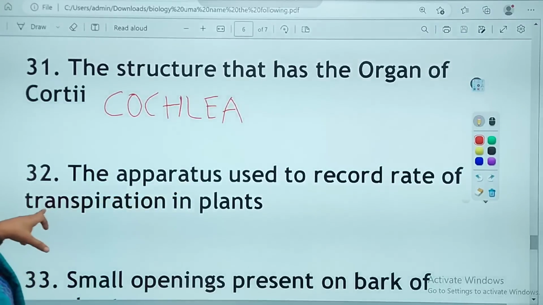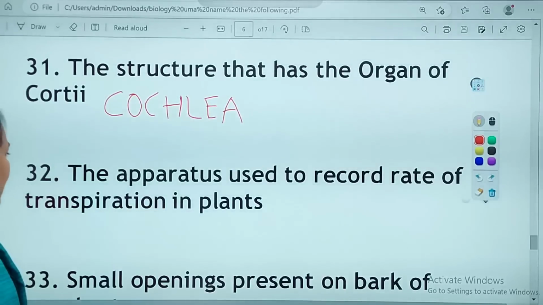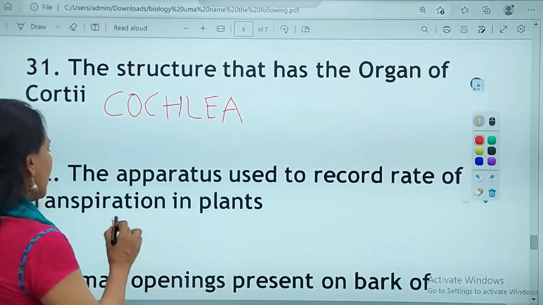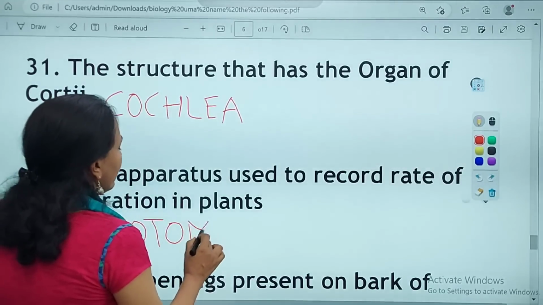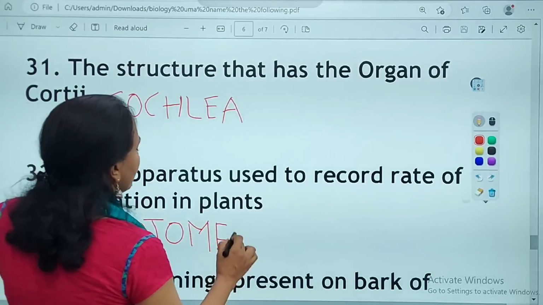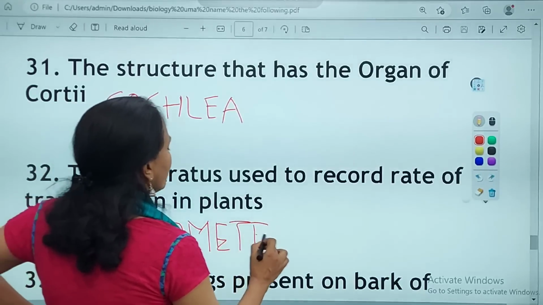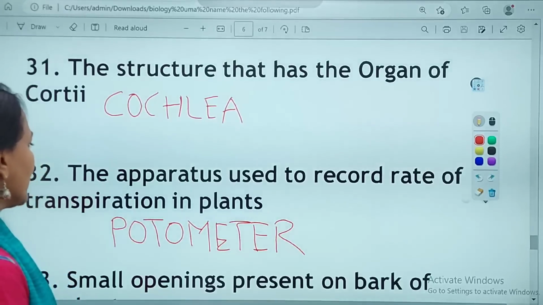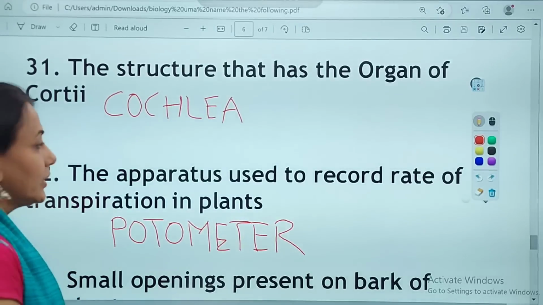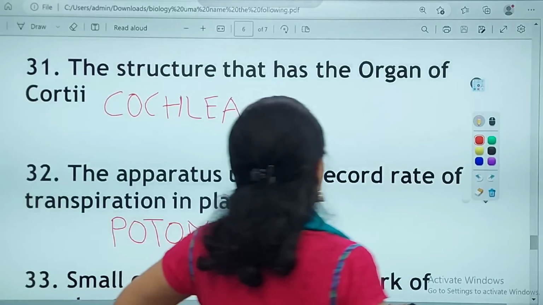The apparatus used to record the rate of transpiration in plants. Potometer, Ganong's potometer is what we say. So I'm writing here potometer. You may have to mention that it is Ganong's potometer that you're talking about. One of the students was pointing out yesterday that the teacher has said that we must mention the kind of potometer that is used. So Ganong's potometer.